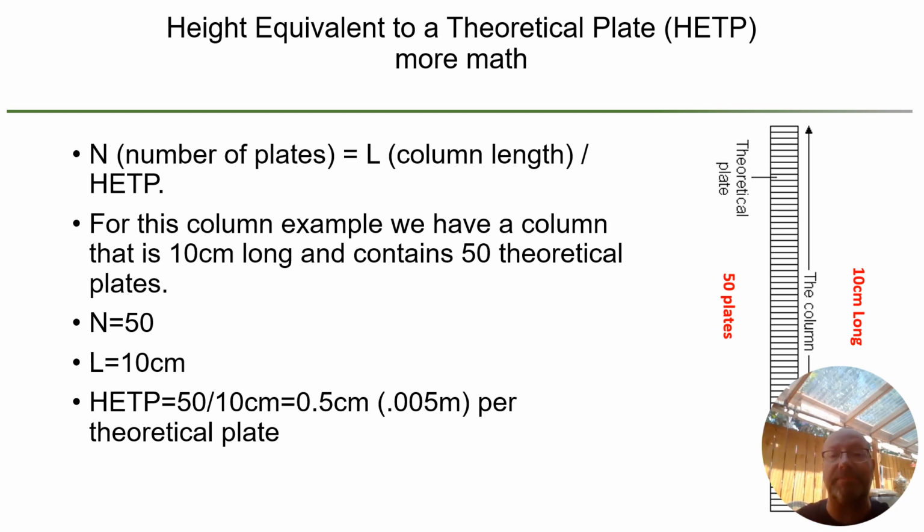So the number of plates equals the length of the column over the height of each theoretical plate. For this column example shown on the right, we have a column that is 10 centimeters long and contains 50 theoretical plates. So our n number is 50. We have 50 theoretical plates. We have a 10 centimeter long column. So our height of each theoretical plate is 10 centimeters over 50, which equals 0.2 centimeters per theoretical plate.